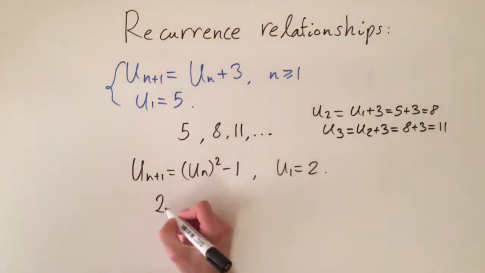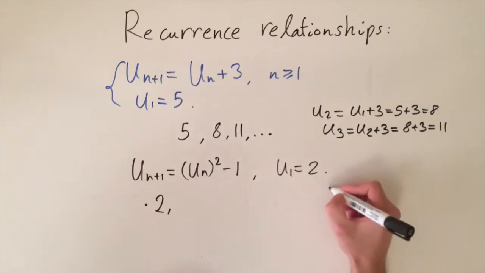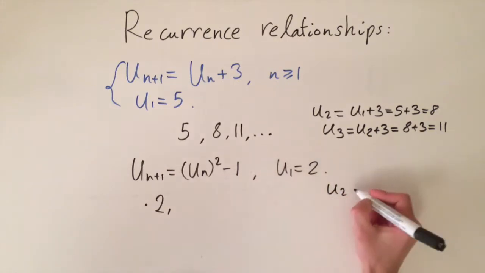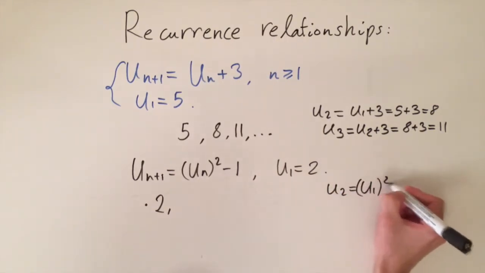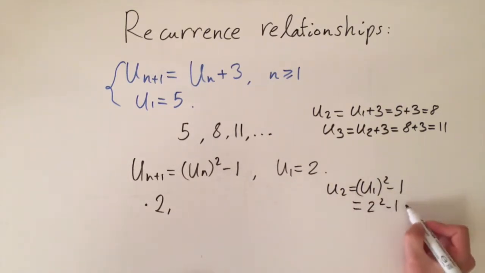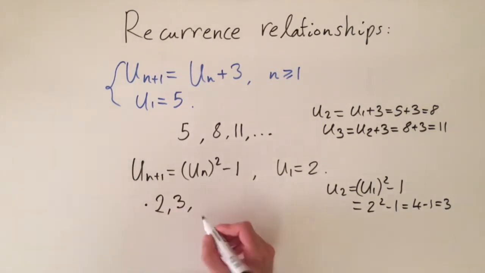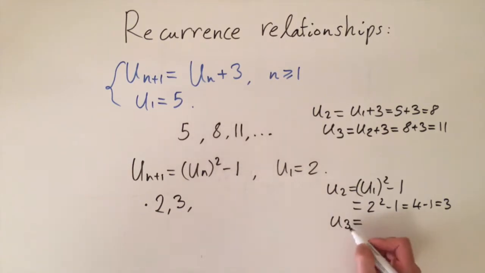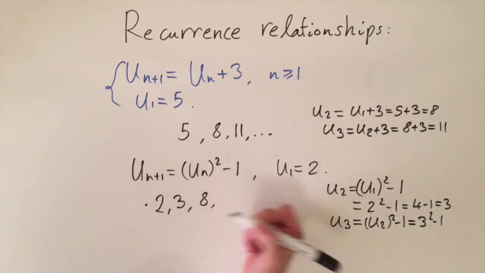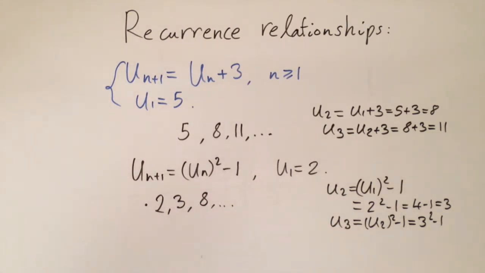So the first term is 2, and then for the second term we just plug it in. So n plus 1, we let this equal 2, which means n is equal to 1. So u2 is equal to u1 squared minus 1. And then we just plug in u1, so this is 2 squared minus 1, 4 minus 1, which is just 3. So the second term is 3. Let's do one more. Let's find the third term. u3 is equal to u2 squared minus 1, and this is 3 squared minus 1. That is 9 minus 1, so that's going to be 8. And this is going to carry on forever.